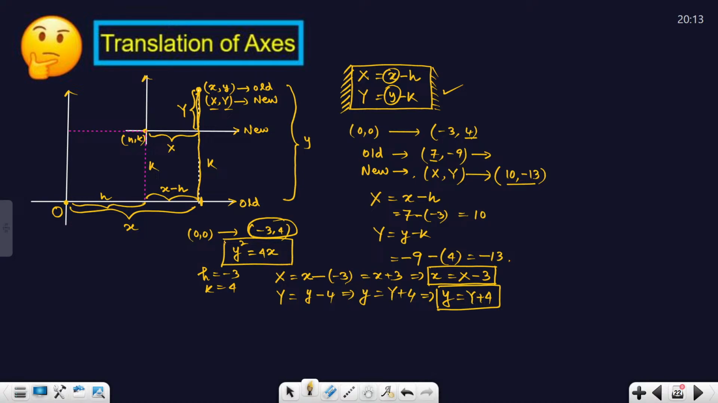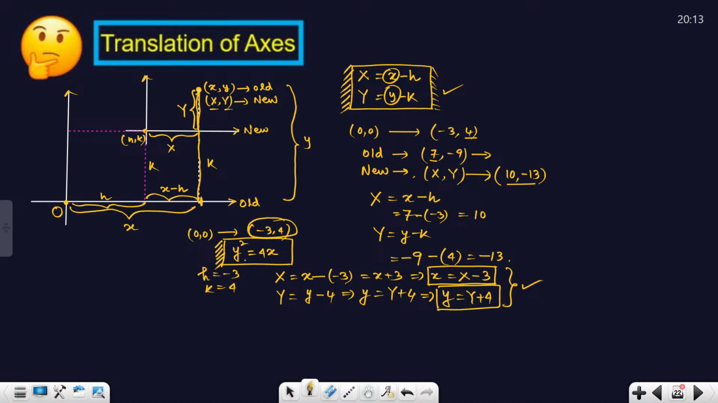The question is, this is the equation in the old system. You have to find out the equation in the new system of coordinates. That's it. So what I will do, in place of this x and y, I will replace this thing. So your equation will be in terms of capital X and capital Y. That is the equation of the curve given in the old system, in the new system.